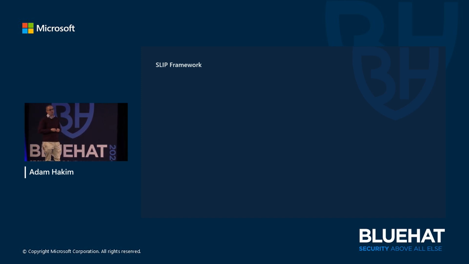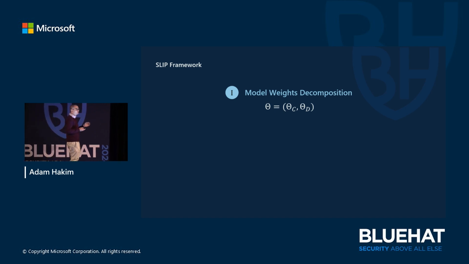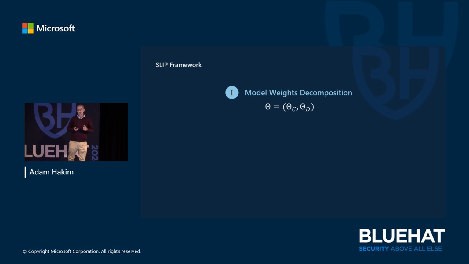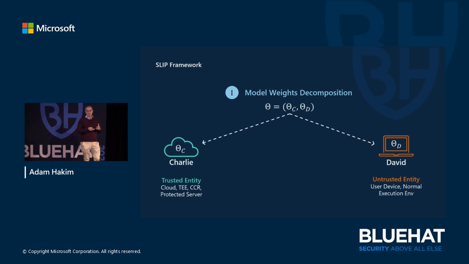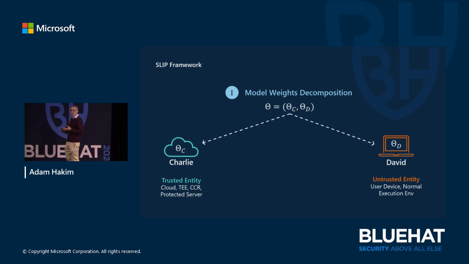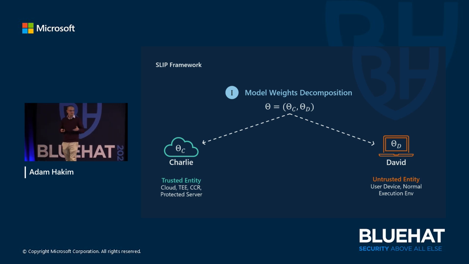So the SLEEP framework works like this. It has two components, as I mentioned. One is a model weight decomposition. You take a model theta, and you split it into two portions, theta C and theta D. Theta C is sent to Charlie, a trusted entity, a cloud, a trusted execution environment, a protected server, and theta D is sent to David, an untrusted entity, for example, just your user device or a normal execution environment. So one model, two portions.